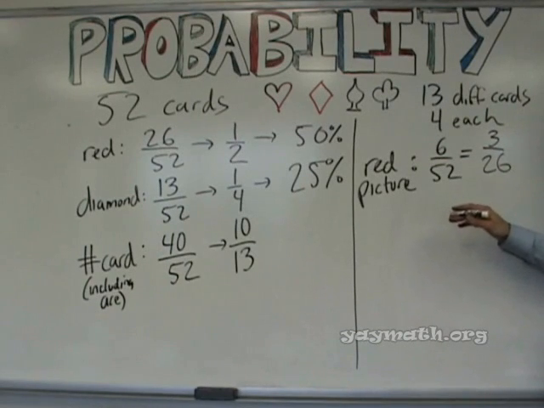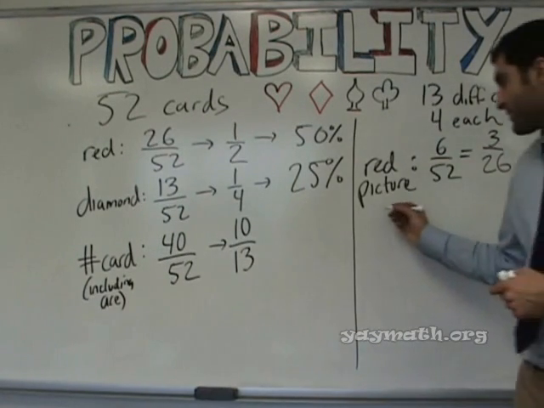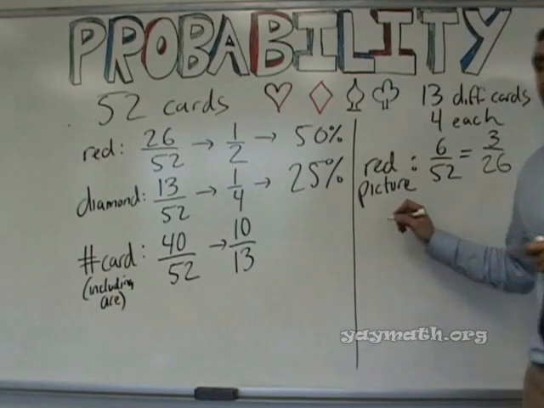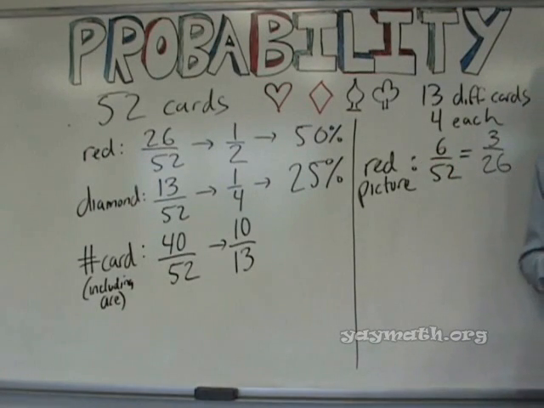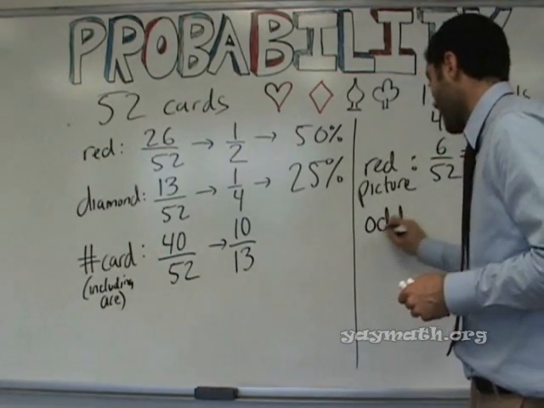9 of hearts. Well, that's 1 out of 52. 1 out of 52, 9 of hearts. There's only one 9 of hearts. That's true. Good job. An odd number. That's cool.